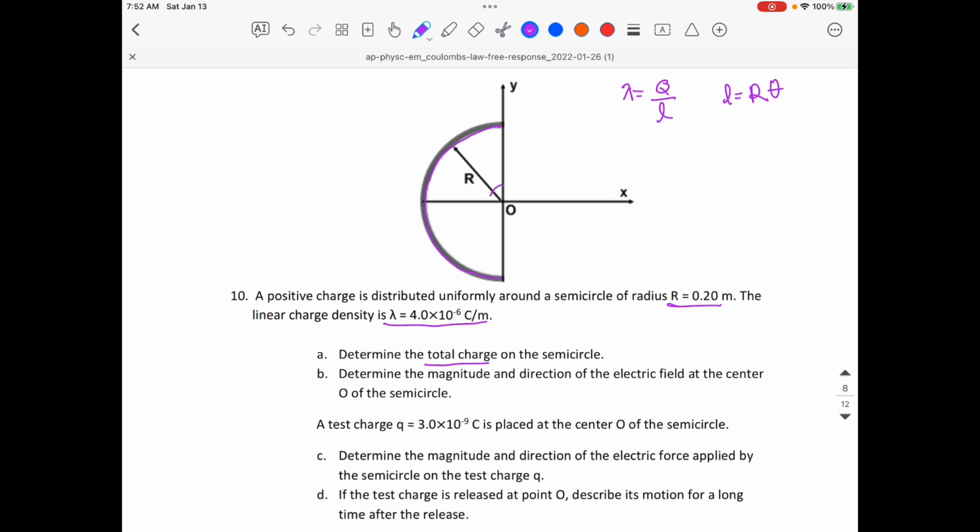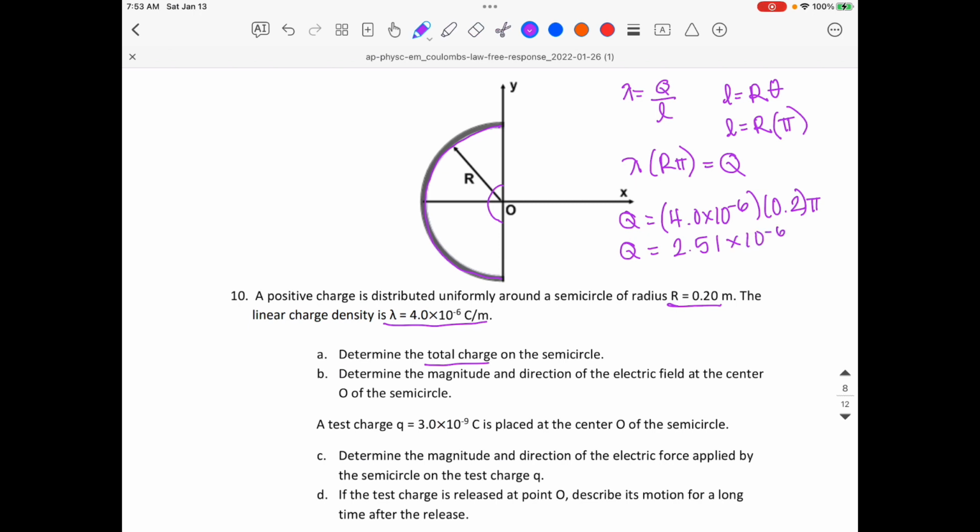And since we know that it's half of a full circle, which would be 2 pi, in this scenario it would equal pi. And so our equation would be lambda times r pi is equal to q, and therefore q is equal to 4.0 times 10 to the negative 6 times the radius of 0.2 times pi, and you would get an answer of 2.51 times 10 to the negative 6 coulombs for A.